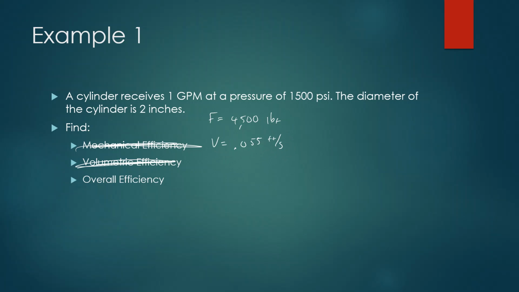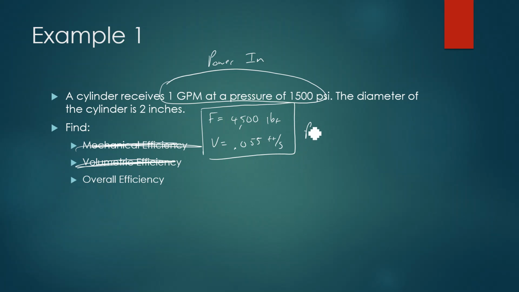So this is a very simple problem. We're looking at power in, which is right here. And the reason we couldn't solve it is because we didn't have power out. This is power out right here. So to find the solution, we're going to find the power in and power out.